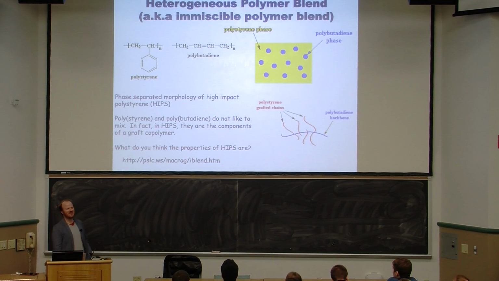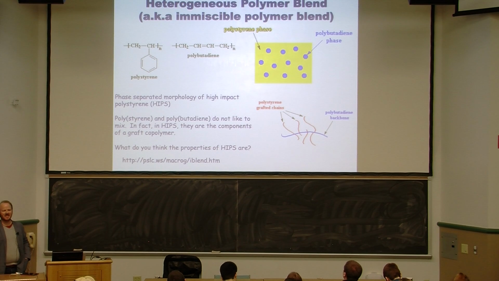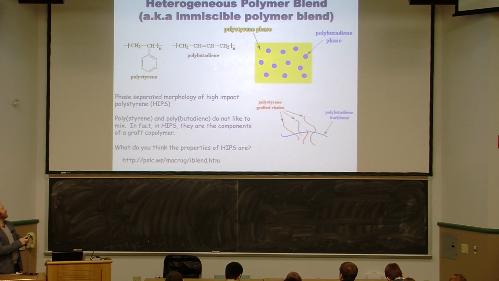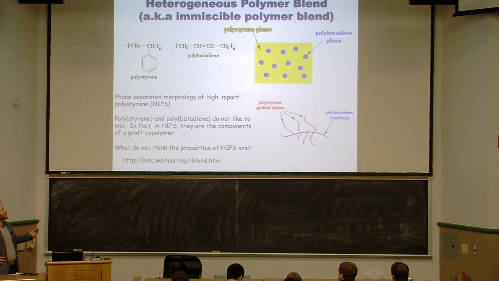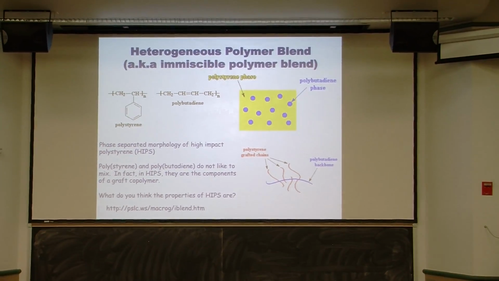All right, if it's not miscible, it's immiscible or heterogeneous. Those are the same thing. And so polystyrene and polybutadiene look different, right? There's no aromatic ring in polybutadiene. You know, there's no reason why these should mix. They're both nonpolar, right? Or mostly nonpolar. But because there's no aromatic ring here, there's no reason that polybutadiene will want to mix with polystyrene.